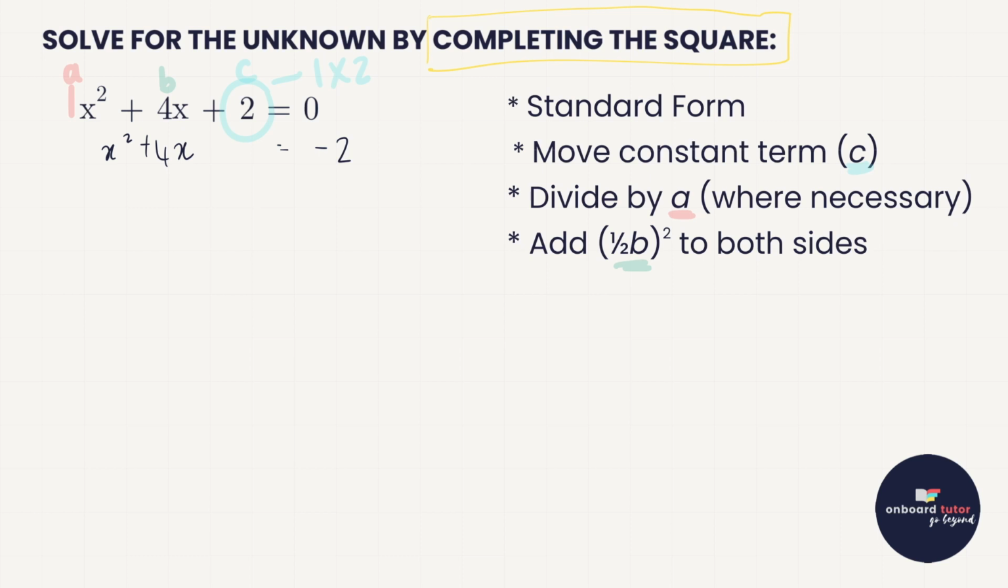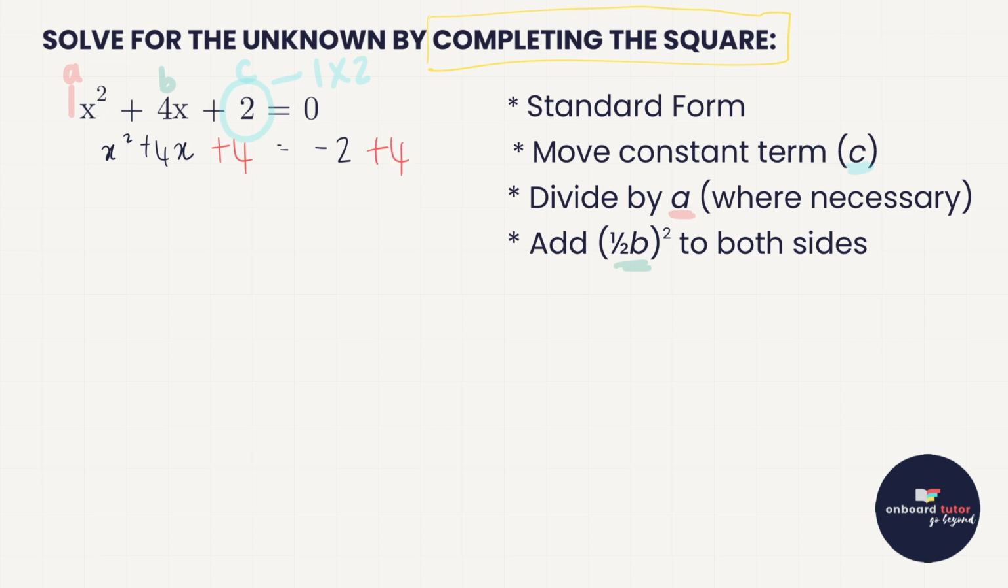Okay, so they want us to add half b squared. Let's have a look at this. B is currently a positive 4. Half of 4 is 2, and we're going to square that. 2 times 2 is 4. And what we do to one side, we do to the other side.